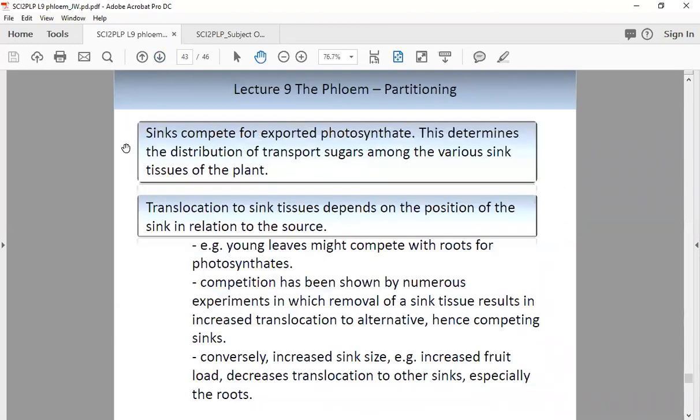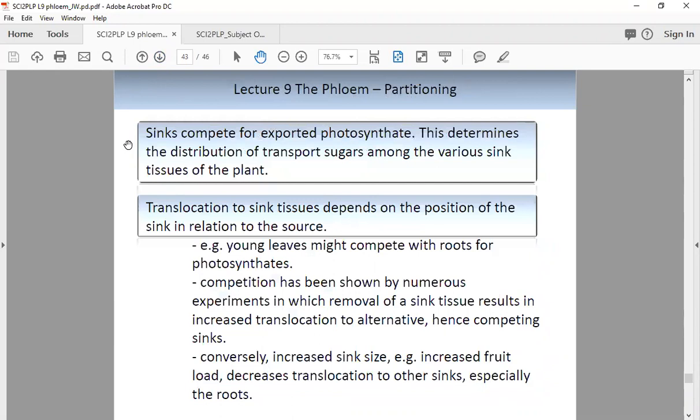All right, so that was allocation. Now let's look at partitioning. As we were discussing before, sinks will compete for exported photosynthate. And this competition can determine the distribution of those transport sugars among the various sink tissues of the plant.